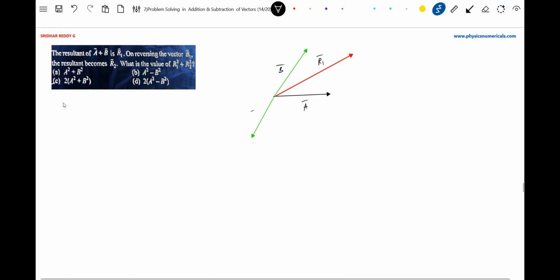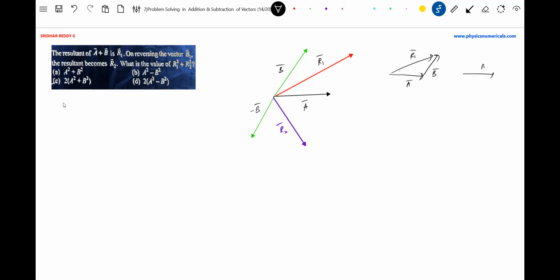You better take help of the diagram. At least something will be there for you to learn. So what is the resultant vector? This will become R2. In the previous problem we had a discussion, almost a similar approach. This is R2. So what is R1 bar? If you draw the vector, it'll be like this. A bar plus B bar is R1 bar. Then this A bar minus B bar is R2 bar.